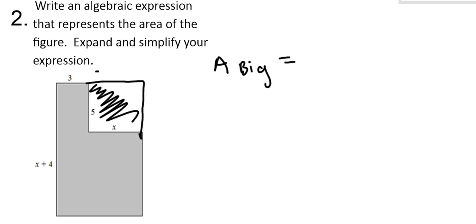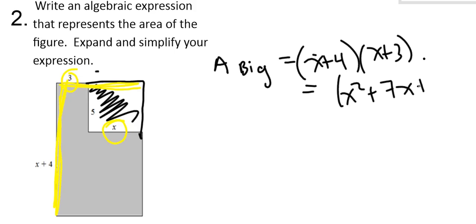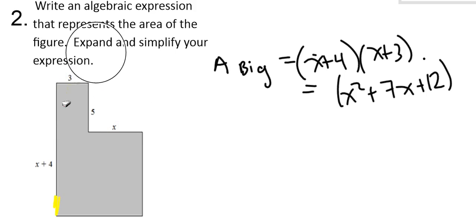So what do we know? Let's look at the length and the width of this rectangle. The length right here is x plus 4. That's easy. Here's the width. The width is made up of 3 plus x. So the area of that big shape would be x plus 4 times x plus 3. So we could say that the area of the big shape is x squared plus 7x plus 12 because I've multiplied them together. Now let's look at the area of the smaller rectangle, or the piece that's cut out.